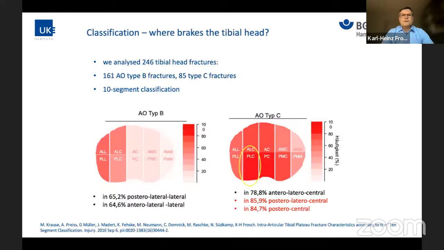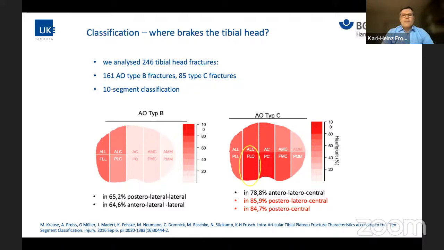If we classify tibial plateau fractures, there are multiple classification systems. We usually use the AO system, and you see here on the left side AO type B and type C fractures, and we additionally classified this one-plane classification with a second plane classification. This is the axial classification, which gives us an idea where the fracture is and which approach we have to choose. I will come onto this topic later on.